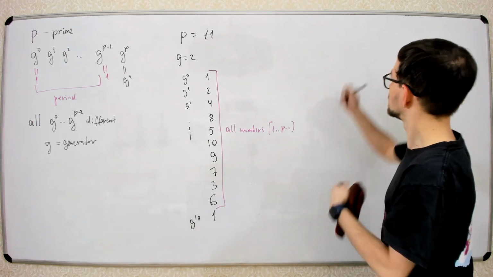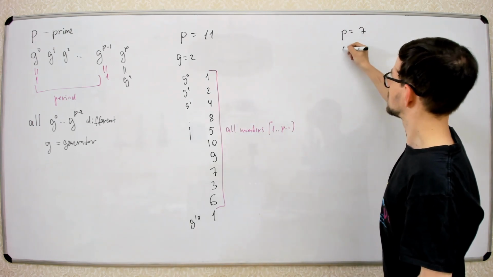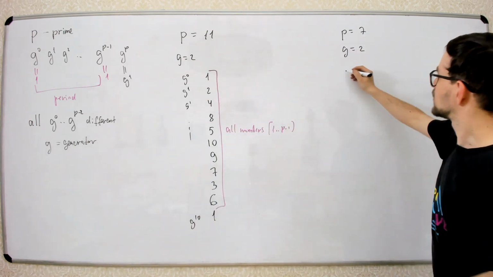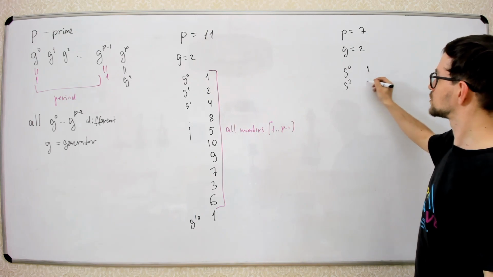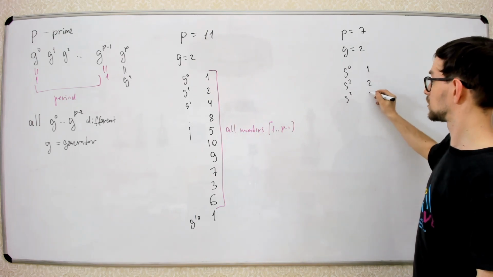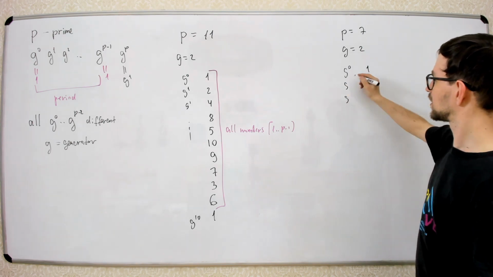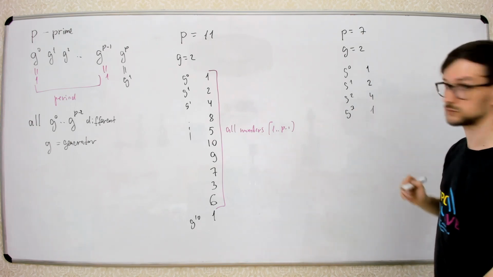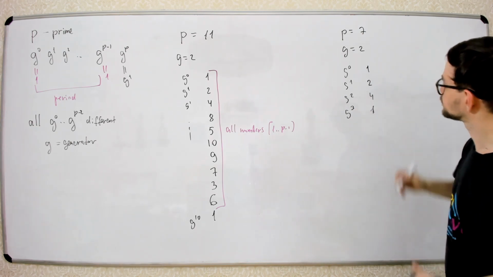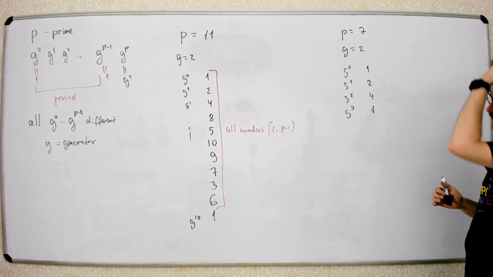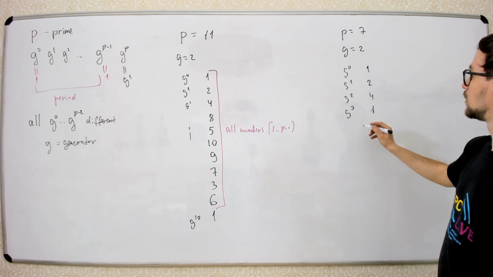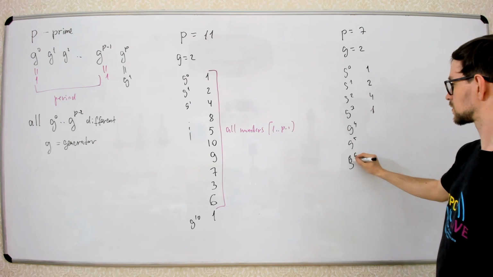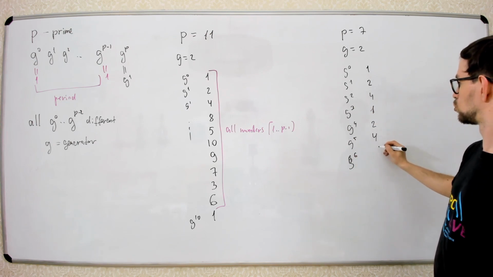Okay, for example, for p equal to 7, let's take g equal to 2. What will we have? We have g power 0 is 1, g power 1 is 2, g power 2 is 4, g power 3 is 1. That's all. Again, let's put all of them. g power 6 is... So 2, 4, 1.